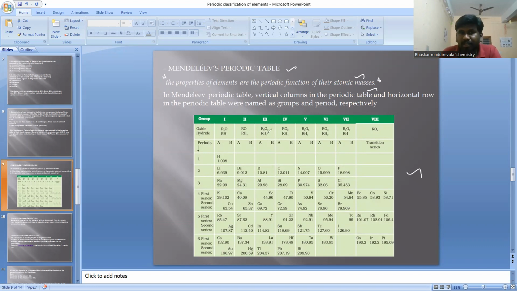Here you can see the groups and periods. The horizontal rows he called periods, and the vertical columns he called groups. These are the vertical columns, and these are the periods. In the periods, just arrange the elements. While he arranged the elements in increasing order of atomic mass, at the same time he grouped the elements.